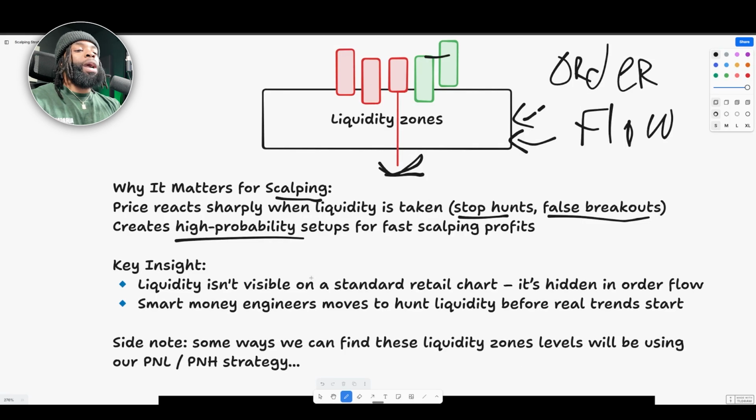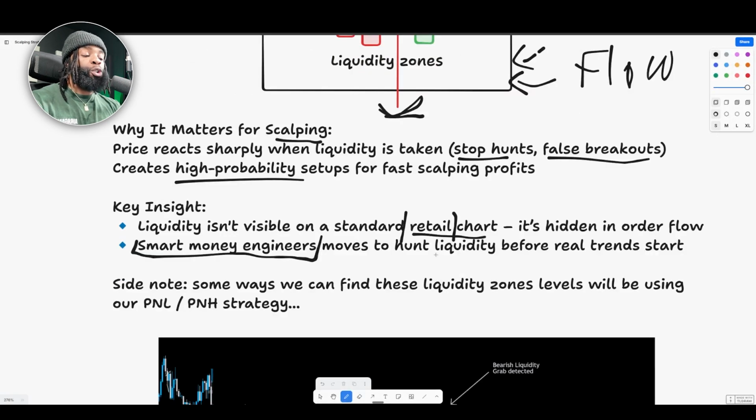Now, a couple of things you have to make sure you are familiarizing yourself with is that liquidity is invisible on a standard retail chart. Just like I mentioned, this is hidden, and this is something known as an order flow that smart money engineers like to see and like to hunt us down. So being where we are as retail traders, we need to also think like smart money concept traders, the institutionals, the banks, and the big dogs, the ones that have billions and millions of dollars to trade consistently.